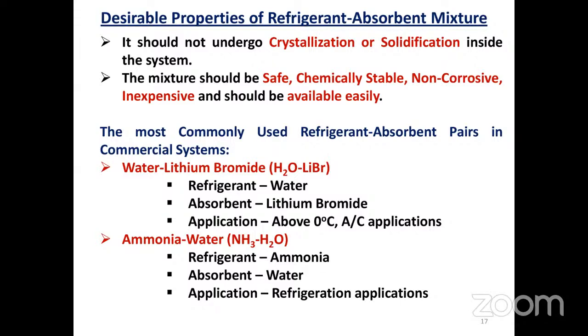So ammonia is a noxious gas, and we cannot use it for air conditioning applications. If there is any leakage, it will affect the occupants. So it is suitable for industrial applications.